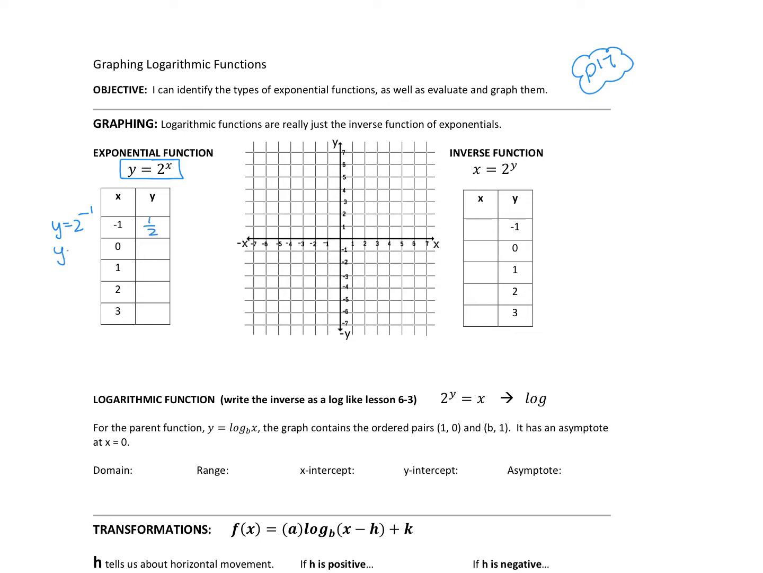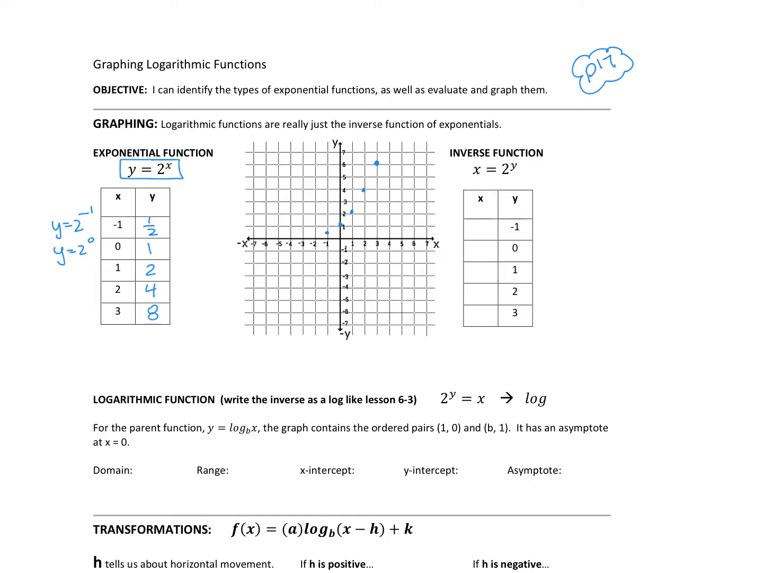When I substitute a 0 in, I get 2 to the 0, and we know that's 1. When I substitute in a 1, I would get a 2, 4, and an 8. Why don't you take a moment and graph all 5 of those points? So I have my 5 points on the graph, and now we're going to connect them.